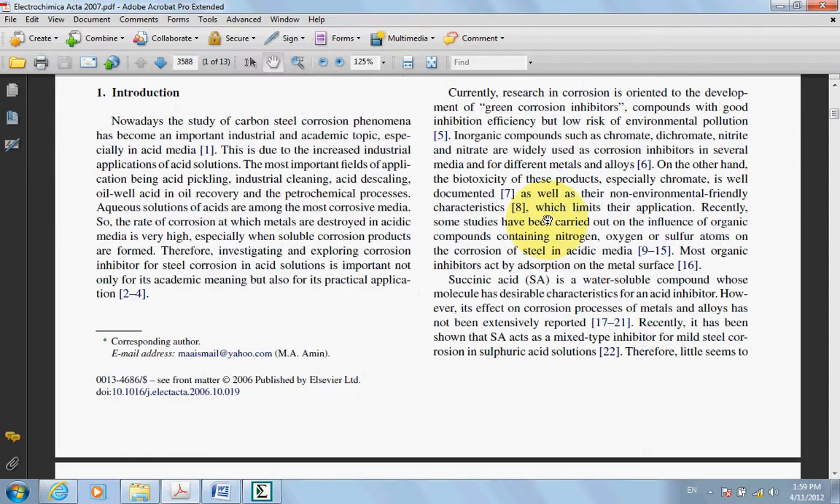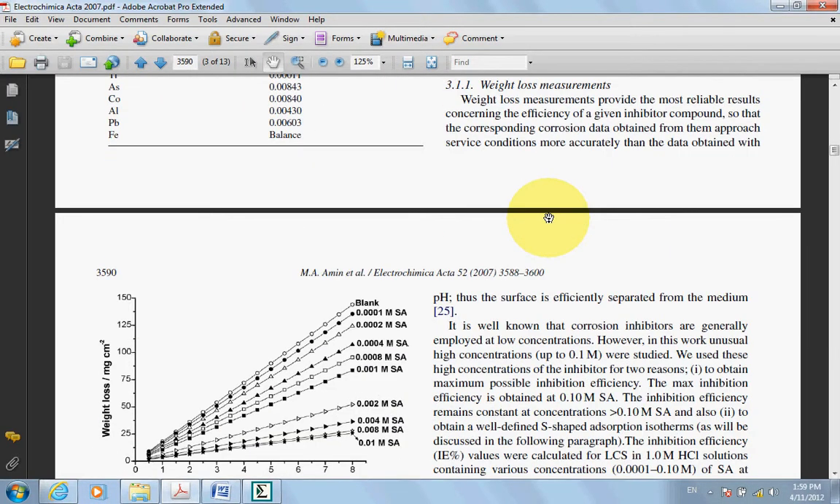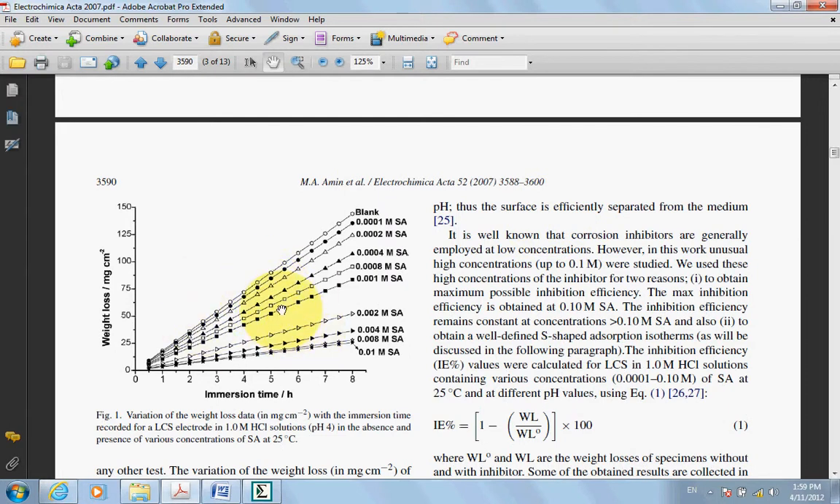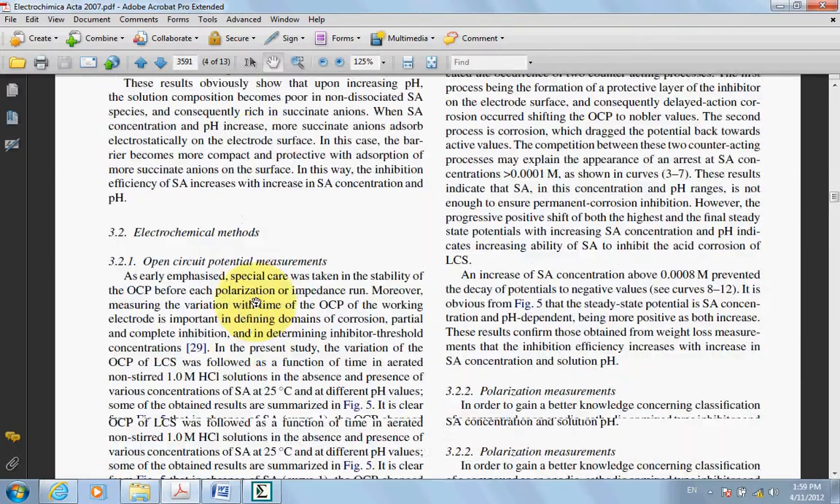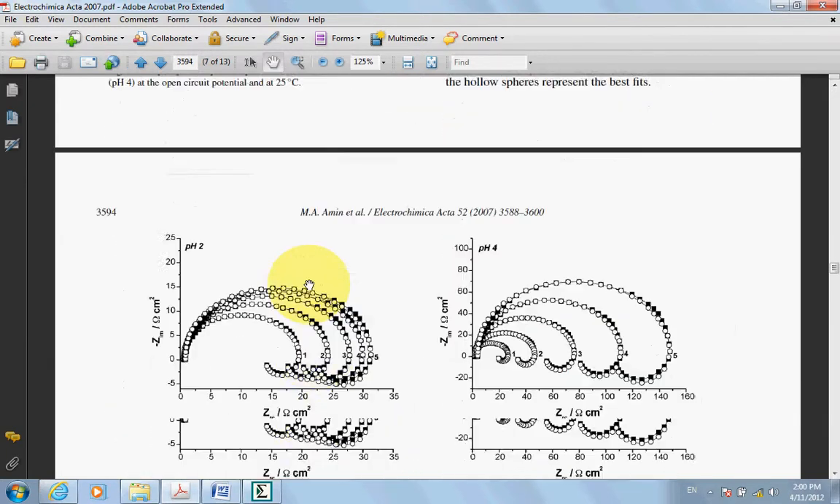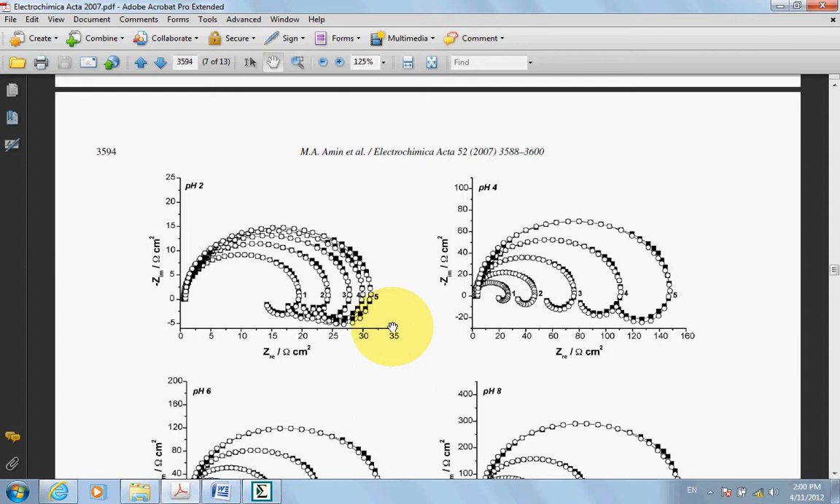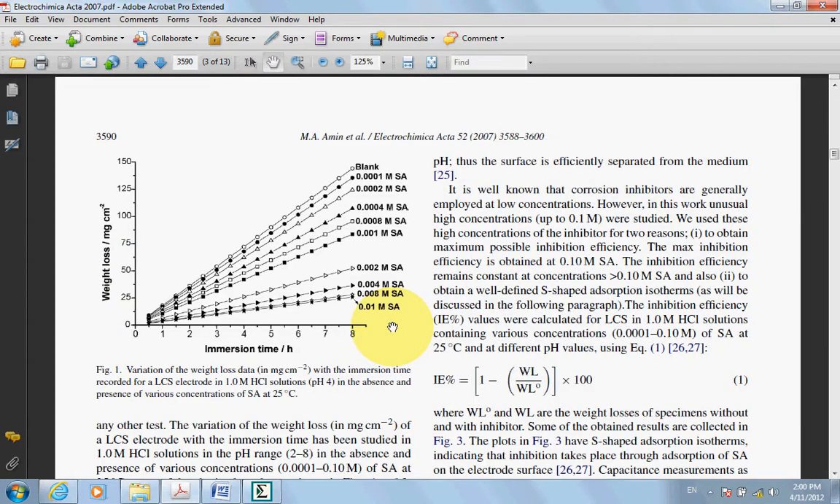This article has three types of techniques. The first one is the weight loss technique, and these are the results of this technique. Also we have the polarization technique, and the third technique is electrochemical impedance spectroscopy. We're going to go through each technique and give examples of how the data in this article has been forged. Let's start with the weight loss technique, as in figure 1.